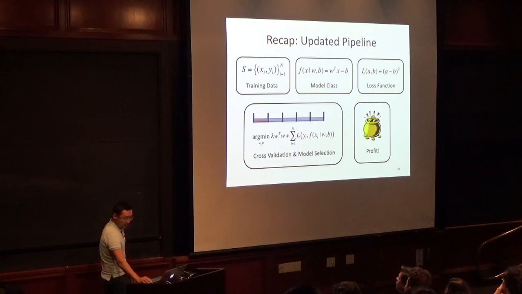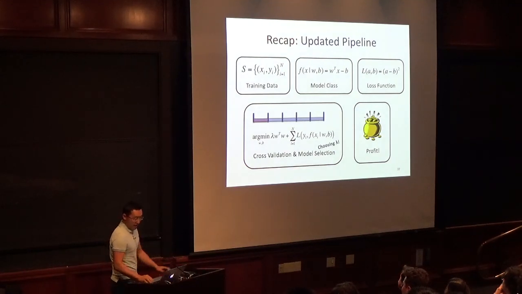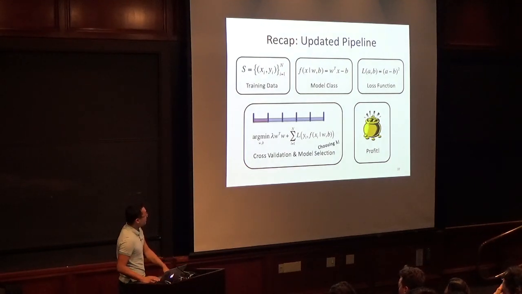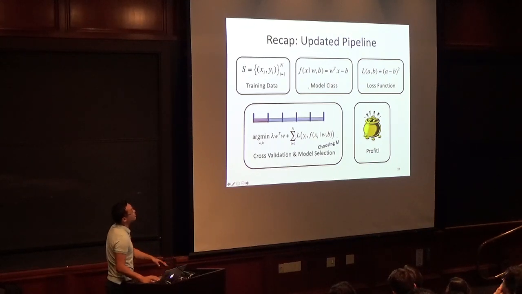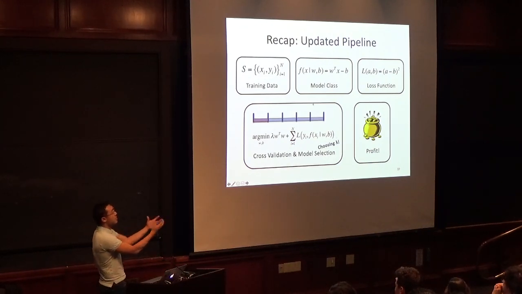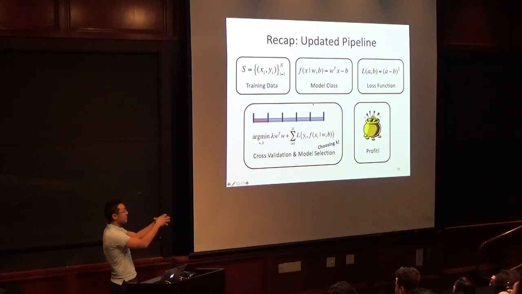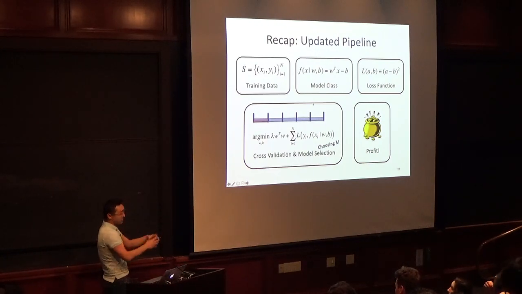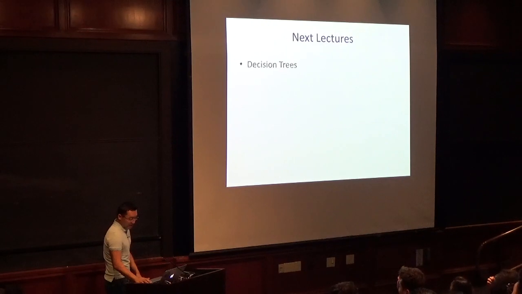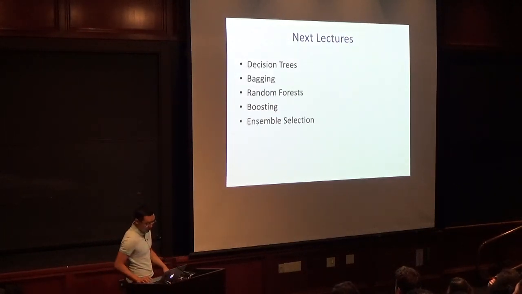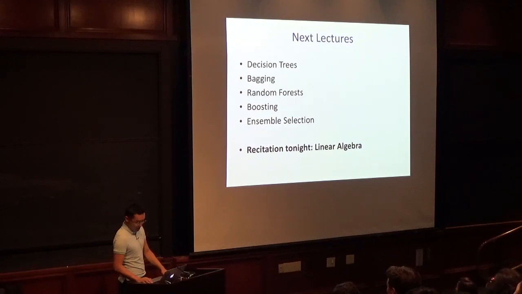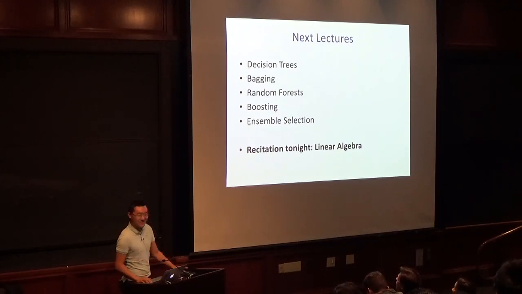So this is the pipeline. And the model selection here for controlling model complexity is simply choosing lambda, which is equivalent to choosing, in this case, a linear model class where the W's are constrained to live in a bigger or smaller norm ball. Okay, so for the next lectures, we'll go through decision trees, bagging, random forest, ensemble methods, and this slide is for last week. Sorry.